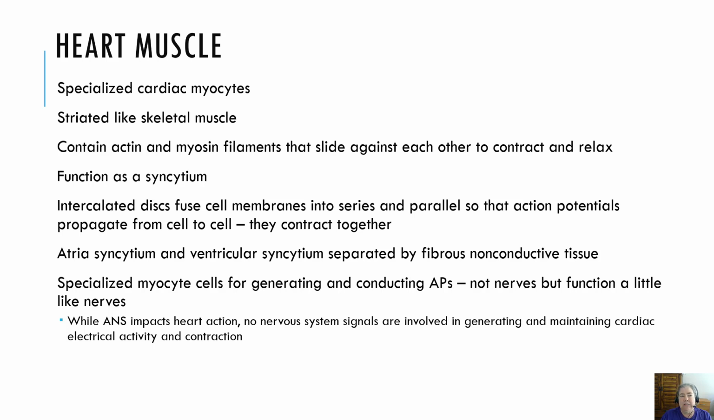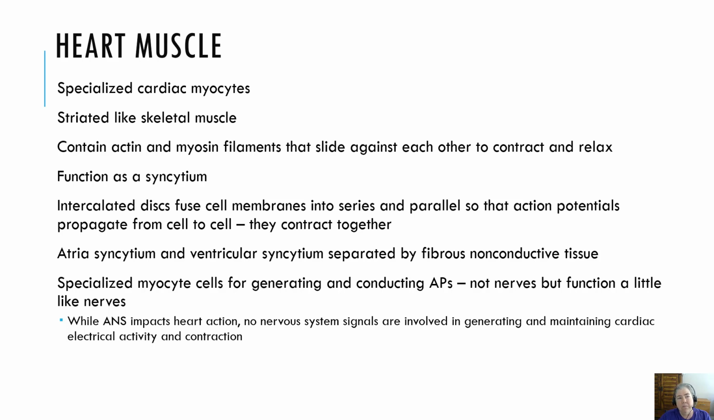Heart muscle is interesting. It is a little bit different than smooth muscle, but it has some similarities. It's a little bit different than skeletal muscle, but it has some similarities. So they are myocytes. They are striated like skeletal muscle. And the striations are the filaments of proteins called actin and myosin that are sliding to contract and to relax. And we'll talk more about how that happens later. But actin and myosin filaments slide to contract and to relax.